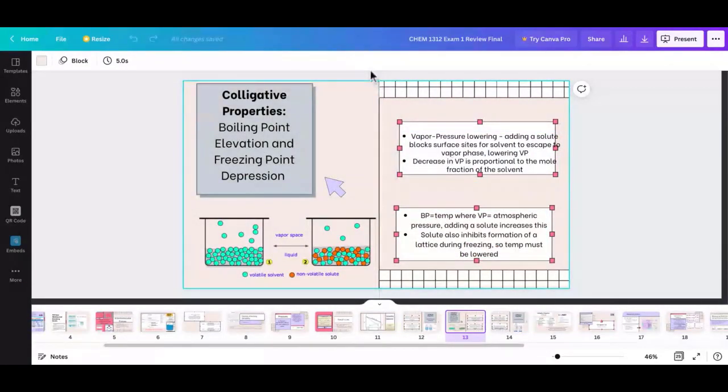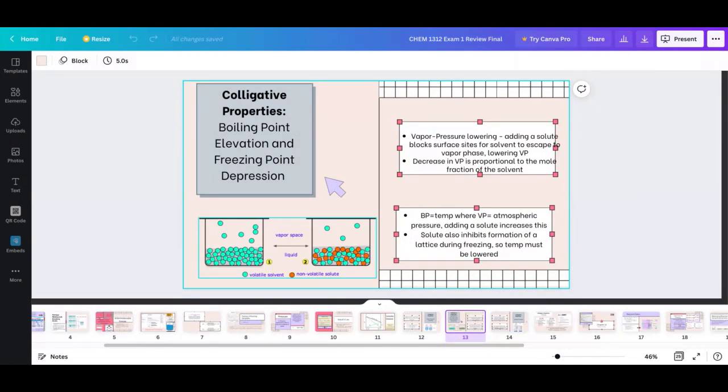Next, we have boiling point elevation and freezing point depression. So let's relate back to that example. On the left here we have the surface unblocked. On the right we have the surface blocked. Because the diagram on the right is blocked by the solute particles, you're going to need more energy to make those liquid molecules escape to gas. So to compensate for there being less space to convert the liquid to gas, you're going to need to add more heat.